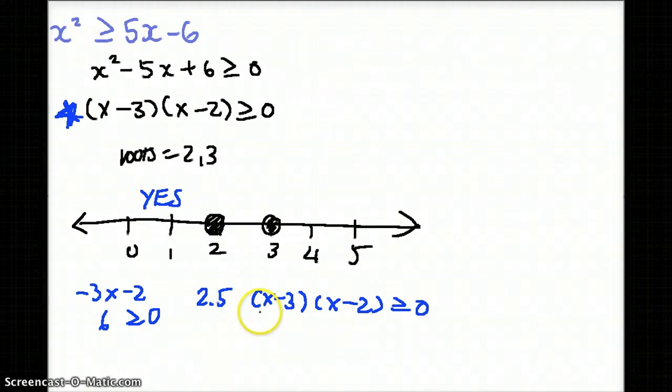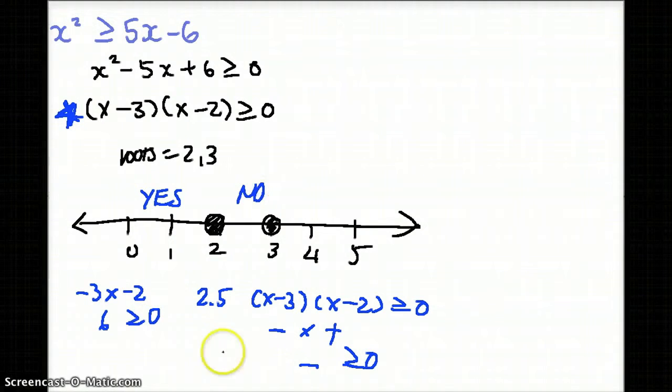So let's say I plug in 2.5 into this. I know it's going to be a negative number. It's going to be negative 0.5 times, if I plug in 2.5 there, 2.5 minus 2 is just positive, so I'm just going to write positive. And if we multiply a negative number and a positive number, we get a negative number. And a negative number is not greater than or equal to 0, so I'm going to write no here.